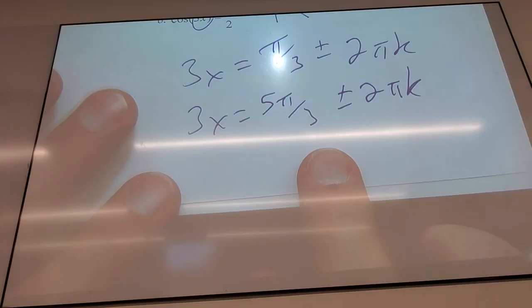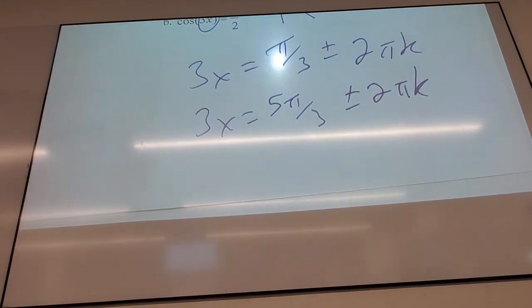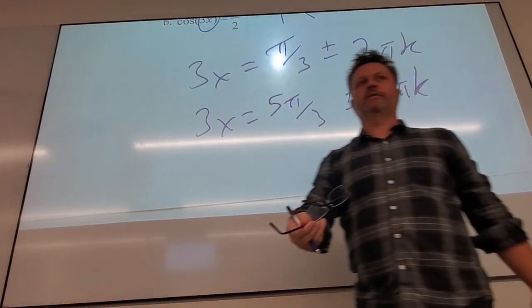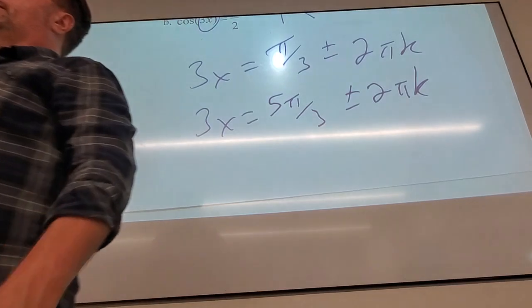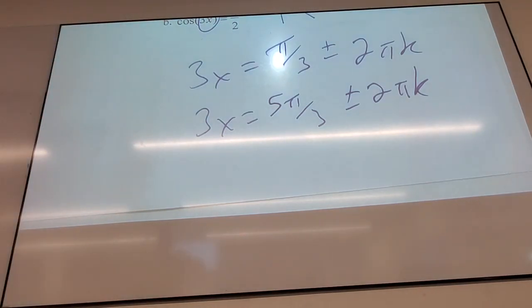Now, why are we not done? We haven't divided by 3. Same thing in algebra. We haven't got x by itself yet, right? So the first step is, I don't care what the name is. They called it 3x. All right, I'm going to solve for that. They can call it cosine of Aubrey. And then I say Aubrey equals pi over 3. Yes?